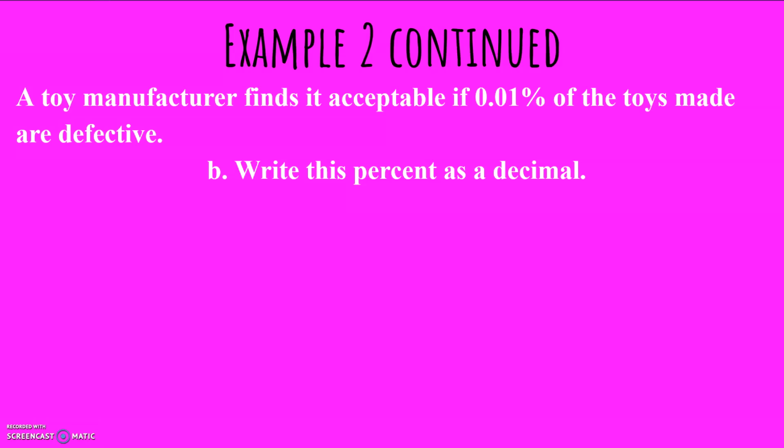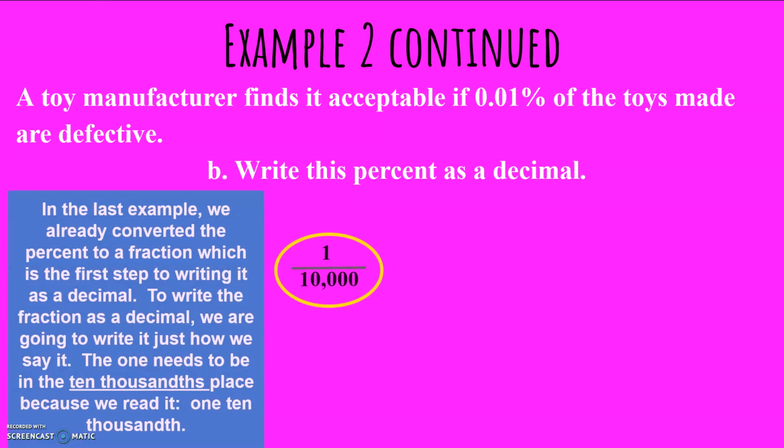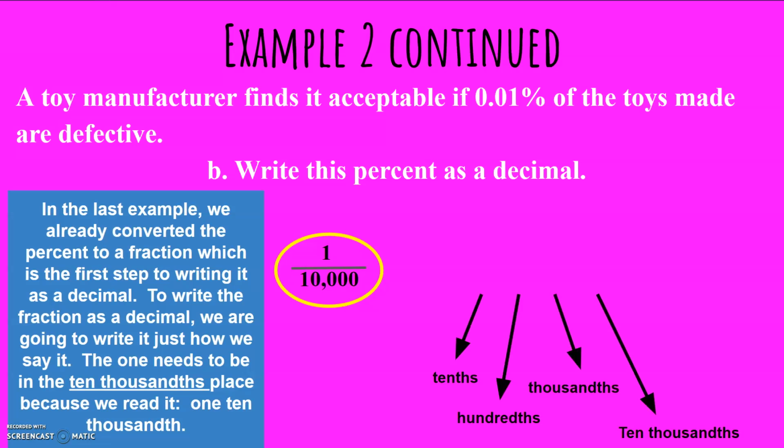Okay, now we're going to write this percent as a decimal. Now we just wrote that percent as a fraction. So to write it as a decimal, we're going to write it just how we say it. The 1 needs to be in the 10,000th place because we read it 1/10,000th.